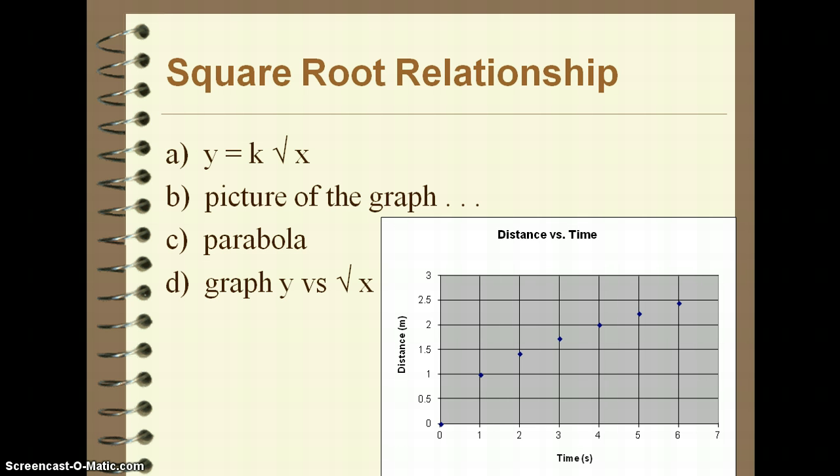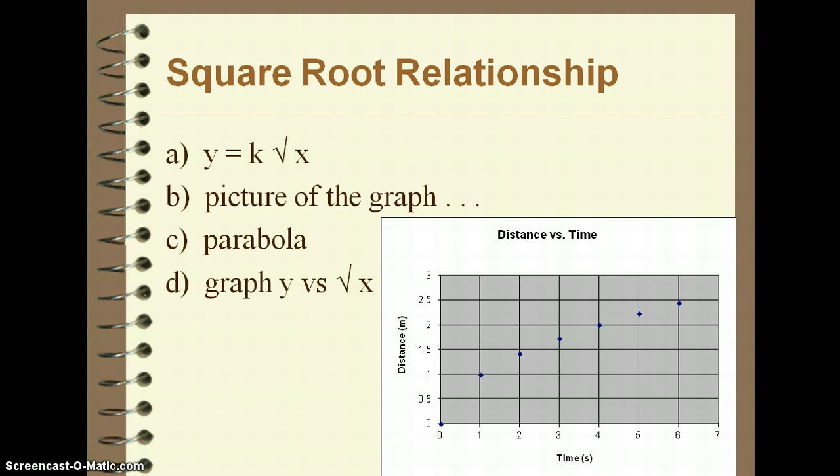y can be only a certain maximum number that it can't go over. There's a picture of the graph, and it's a parabola again, but it's flipped upside down. And so to straighten this, we would graph y versus square root x. Another way of looking at a square root relationship would be if we squared both sides.